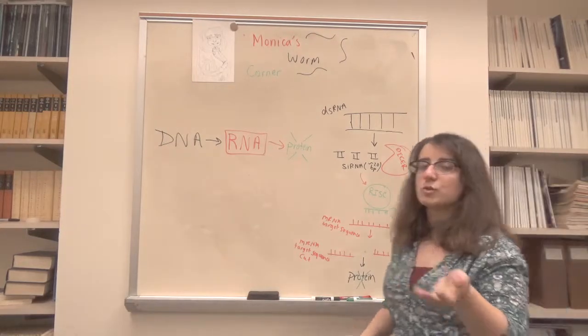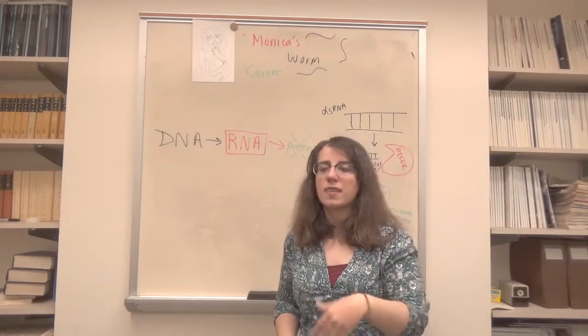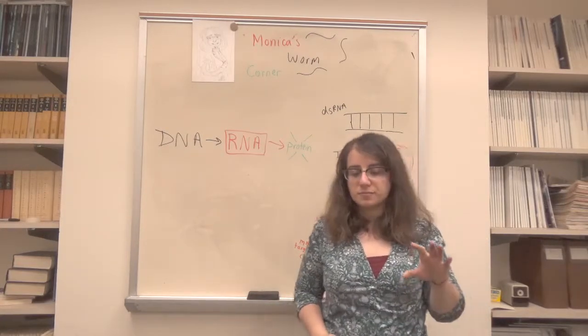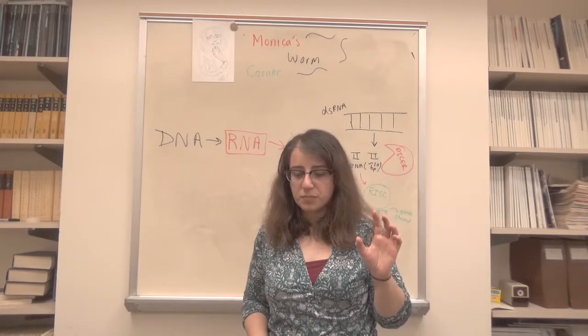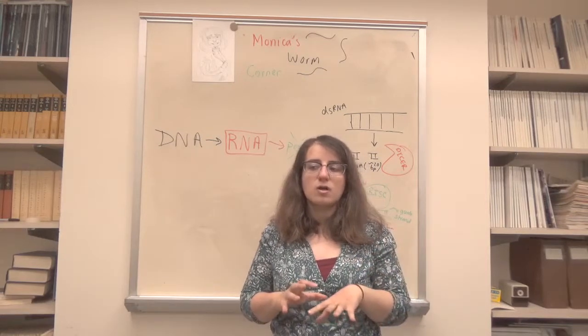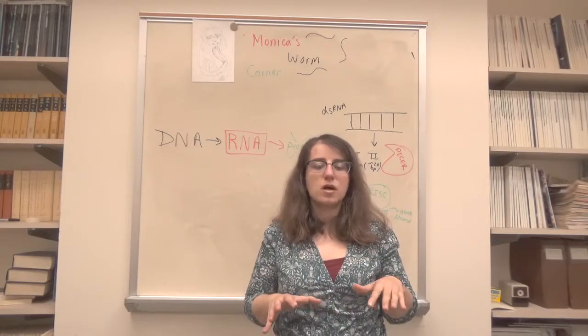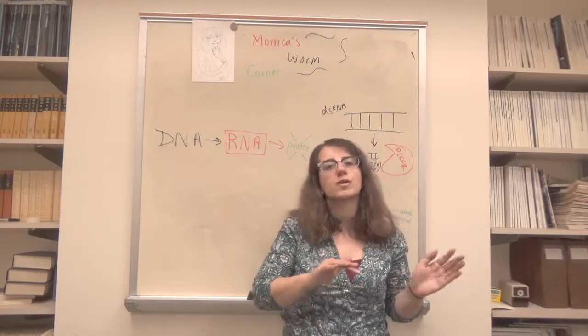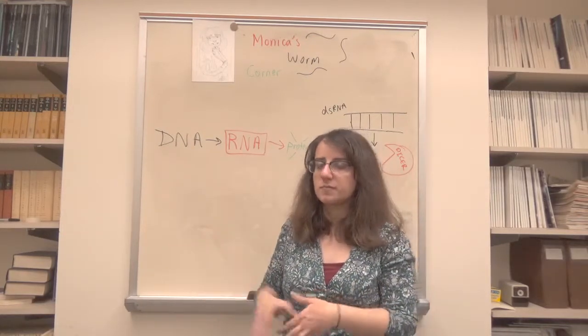And so there's also another small RNA, and that's microRNA. And so what microRNAs are is that they're basically RNAs that are folded and processed in the nucleus before they're exported into the cytoplasm.